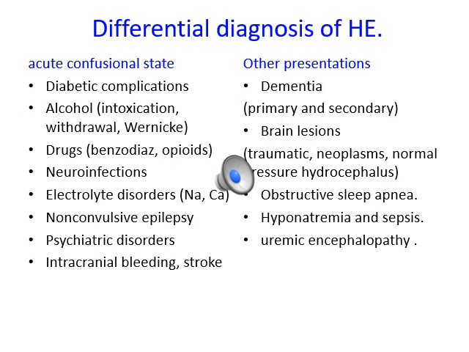Differential diagnosis. You have to differentiate other similar conditions of disturbed sensorium from hepatic encephalopathy. Actually, the list of differential diagnosis is very wide, but sometimes it is very important to differentiate these conditions from hepatic encephalopathy, especially in patients with chronic liver disease, like diabetic complications, alcohol intoxication, drugs, neuroinfections, electrolyte imbalance, epilepsy, psychiatric disorders, intracranial bleeding, stroke, brain lesions, obstructive sleep apnea, hyponatremia, and uremic encephalopathy.